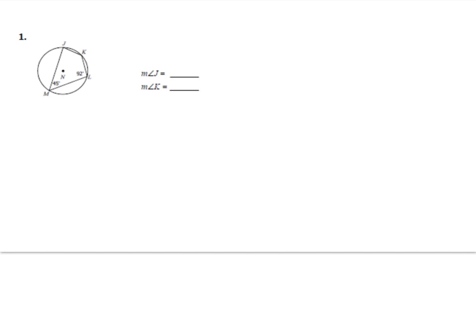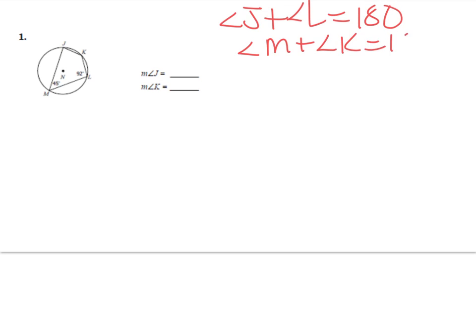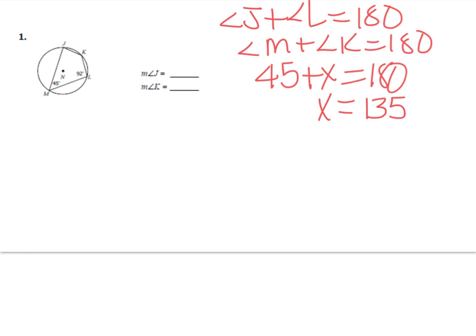The formula is opposite angles are supplementary. So angle J plus angle L equals 180, and angle M plus angle K equals 180. The information they're giving us here is M. M is 45, so 45 plus X equals 180, and we're going to solve to find K. X is equal to 135, so K is 135 degrees.